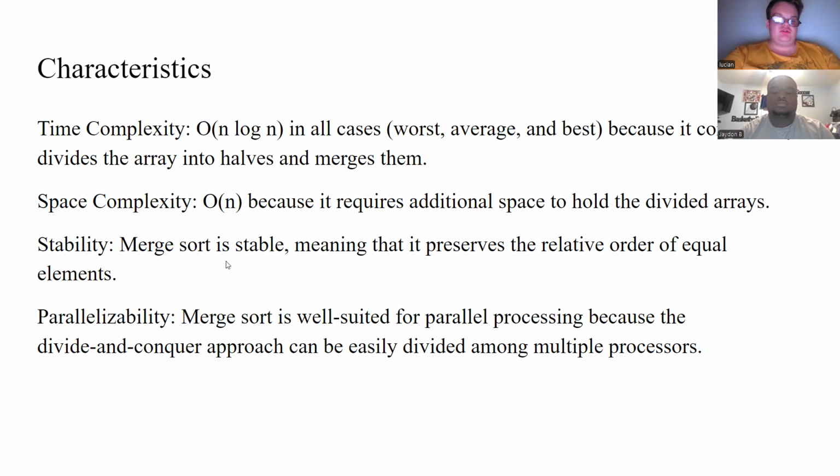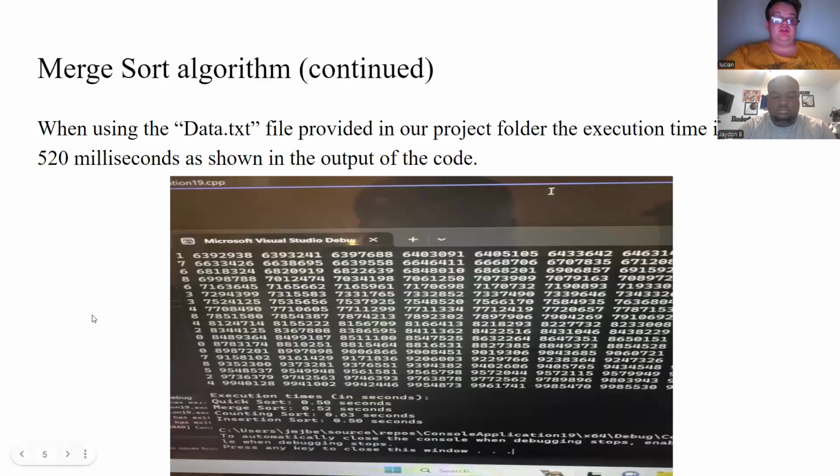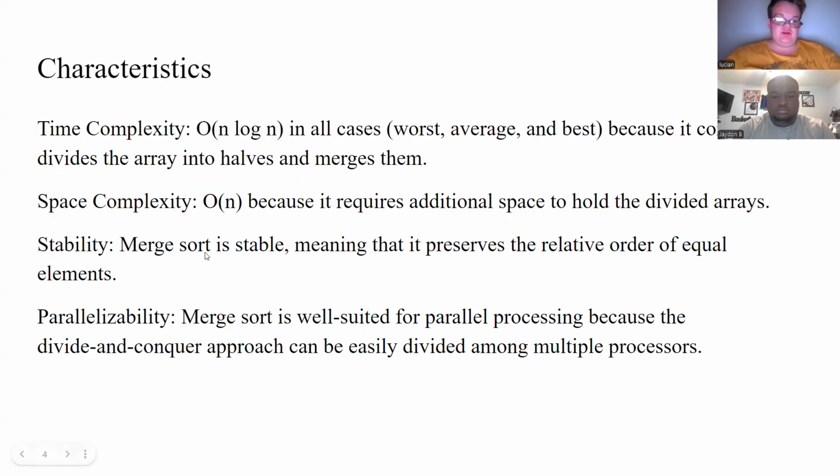Stability. Merge sort is stable, meaning that it preserves the relative order of equal elements. Parallelizability. Merge sort is well suited for parallel processing because of the divide and conquer approach, which can easily divide among the multiple processors.